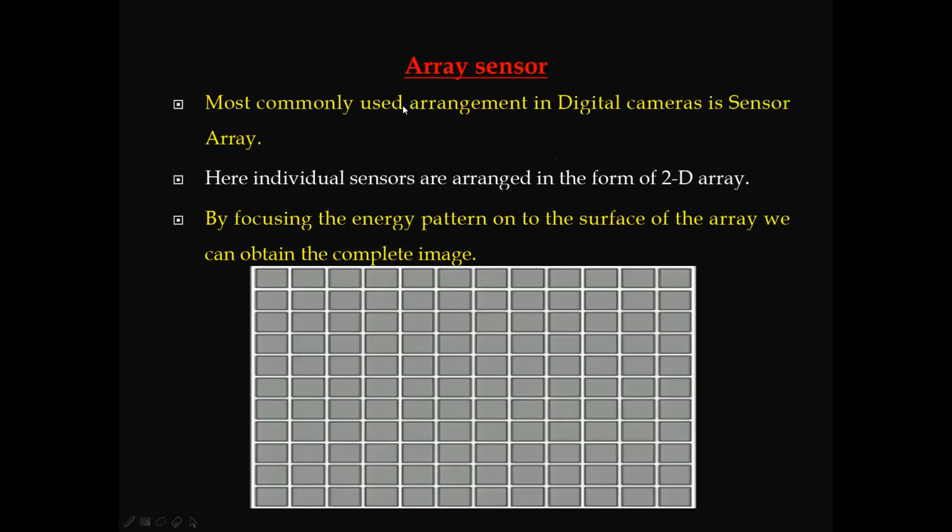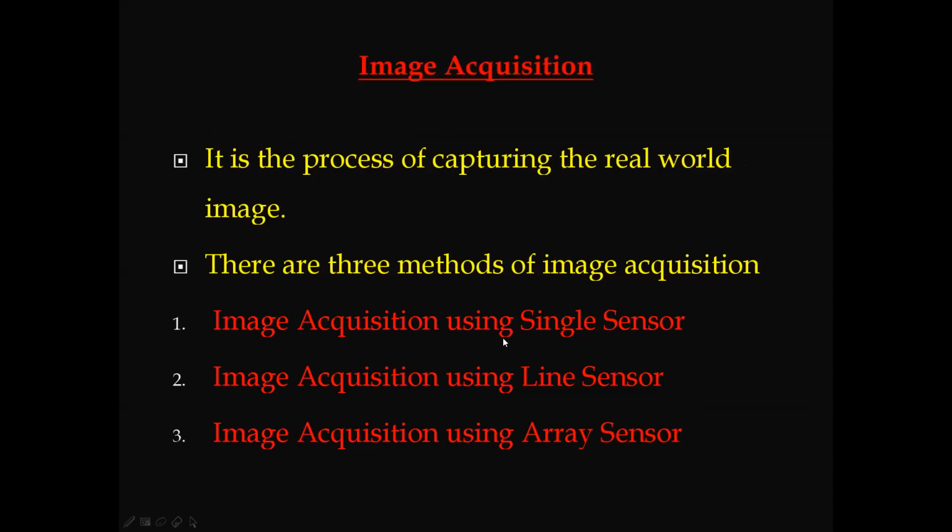And the last one is the array sensor. In this array sensor, we arrange all the sensors, that is, whatever single sensors we have, in the form of rows and columns in an array fashion. So here you can see these sensors are arranged in a row and column fashion. Individual sensors are arranged in the form of a 2D array. With the help of all these sensors, the single sensor, line sensor, and array sensor, we can also acquire images.